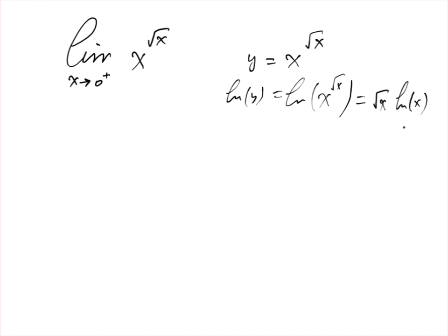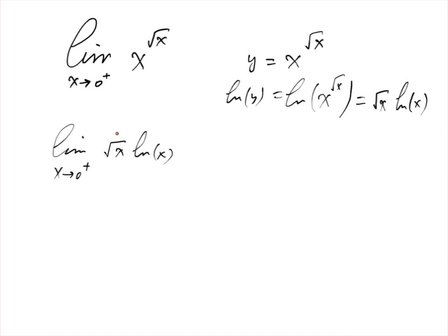Now we consider the limit of this new function. Once we find the limit of that, then we come here. That would mean we have found the limit of ln of y. So then y would have limit e to that answer. So let's start by doing the limit of square root of x times ln of x as x tends to 0 from the right.